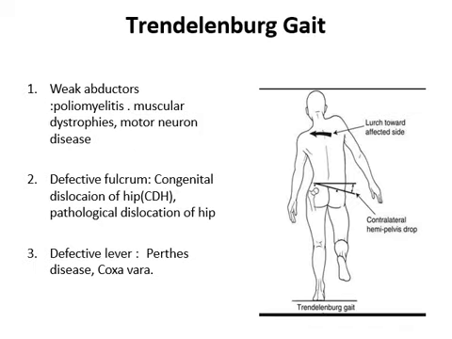The other gait is called the Trendelenburg gait. Trendelenburg is the name of the scientist who described this, and it is due to weakness in the abductors, like in poliomyelitis or muscle dystrophy. In this gait, the pelvis is shifting or tilting when the body is loading the diseased side.